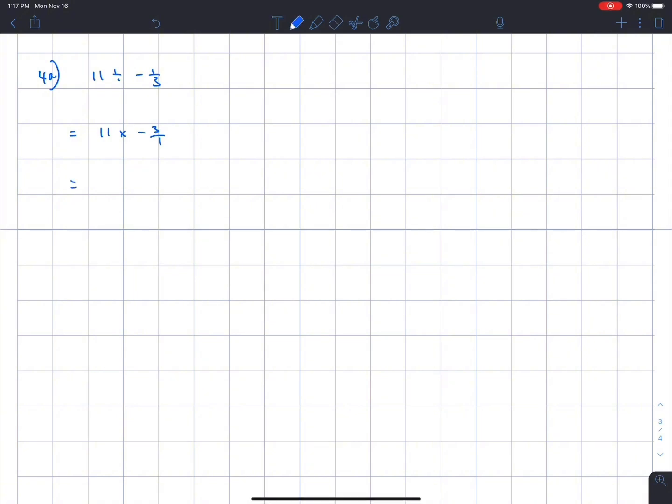And we get, this is the same as 11 over 1. So 11 times negative 3 is just negative 33 over 1, which is negative 33. Anything over 1 will just be itself.